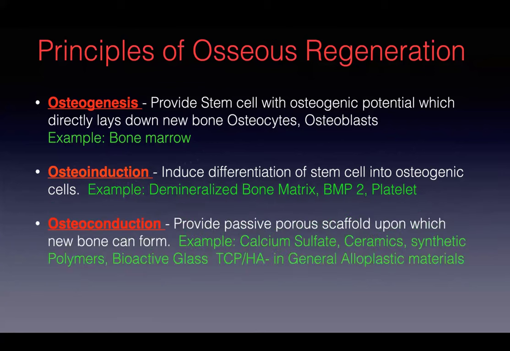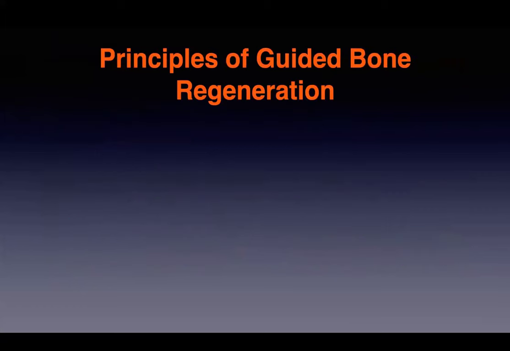And the third, osteoconduction. It's a physical effect by which the matrix of the graft forms a scaffold that favors outside cells to penetrate the graft to form new bone. Examples of these are the ceramics and synthetic polymers and bioactive glass and TCP and HA. This is more of a passive process.